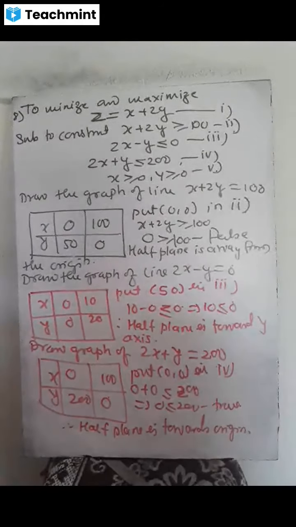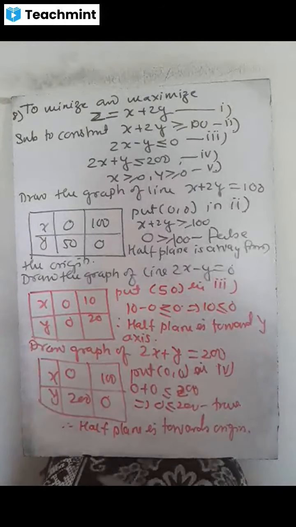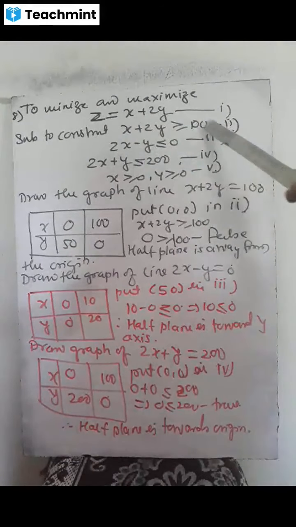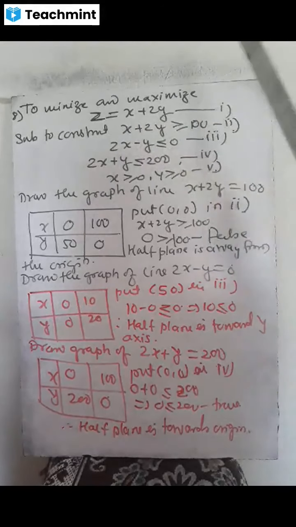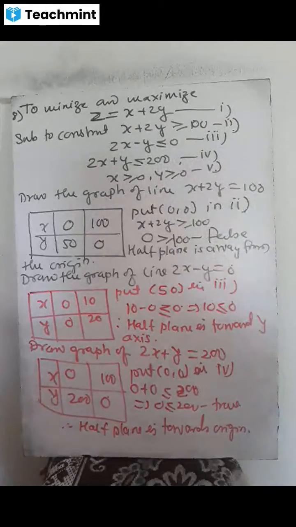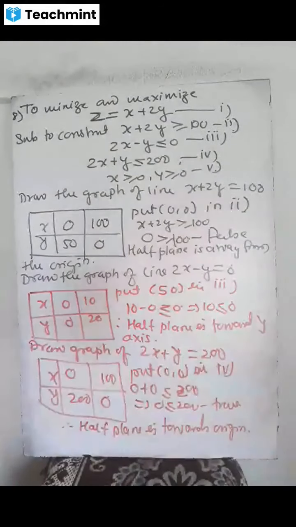In question number 8, minimize and maximize z equal to x plus 2y, subject to the constraints given: x plus 2y greater than or equal to 100, 2x minus y less than or equal to 0, 2x plus y less than or equal to 200, and x greater than 0, y greater than 0. So here a total of 5 equations are there.